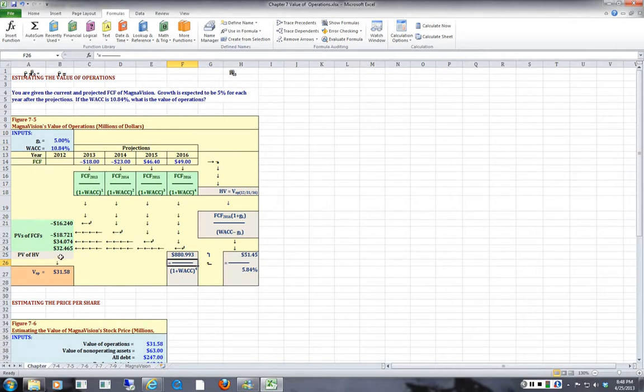So now we've also got to bring that to the present value, and the way we do that is we take that 880.994 and divide it by 1.1084 to the fourth power, and that gives us 583.696. Then you add up those figures, and that gives us a total of 615.27.